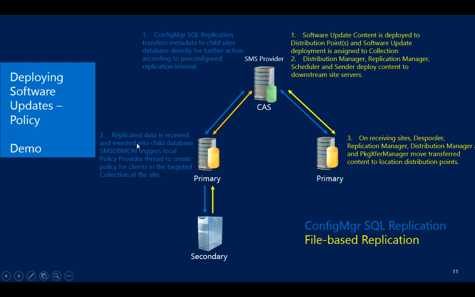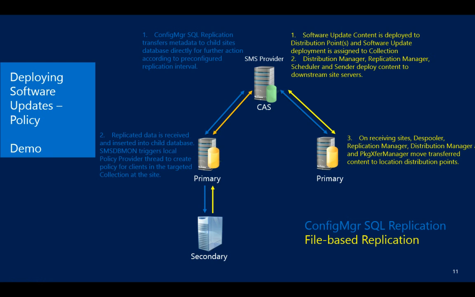Then, once the replicated data is received by the child database and inserted, there's a component called SMSDBmon that is watching the database. That component lives up here at the CAS as well. So if you create the data at the CAS, SMSDBmon sees that and triggers further processing. But in this case, just staying with it, SMSDBmon sees the insertion and triggers creation of policy for the client, which is where ultimately this discussion is trying to lead us. And once that policy is created by policy provider, it's ready.